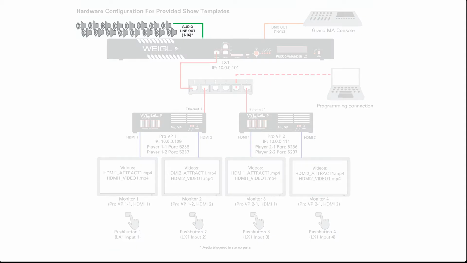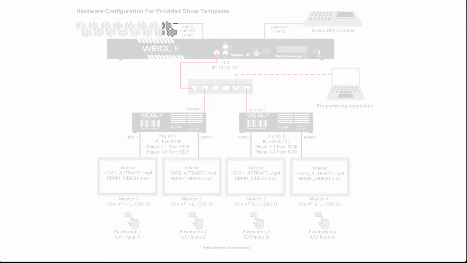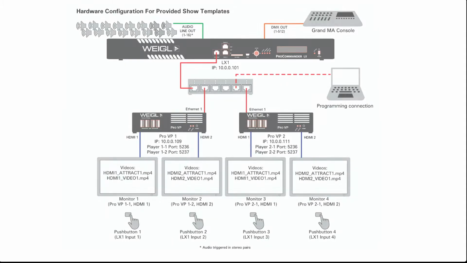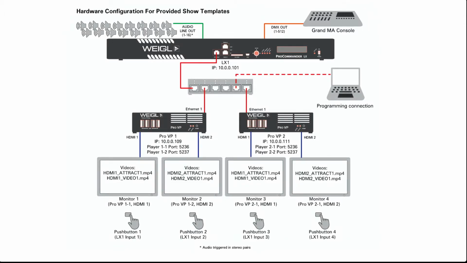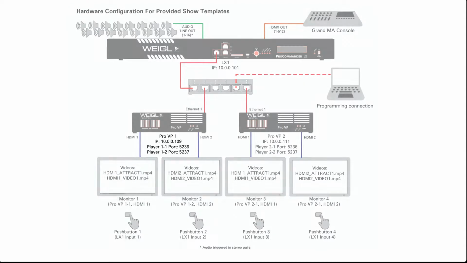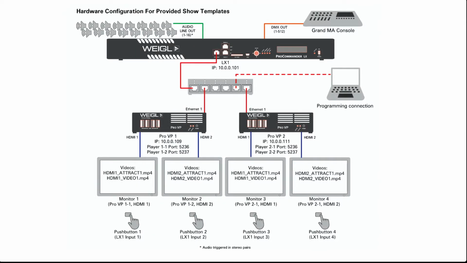The ProCommander LX also provides audio playback via 16 possible line out ports. Keep in mind, triggering of audio for LX shows is per pair, so line out 1 plus 2, 3 plus 4, and so on. Let's also assume simple DMX out levels of high-low are being provided by the LX to a lighting console for cues to trigger lighting shows within each exhibit area, for which sample DMX tracks will be provided in the templates as well. Please note the provided IP and port addresses for each of the Weigl devices here on the diagram. These are the addresses required for the provided templates.